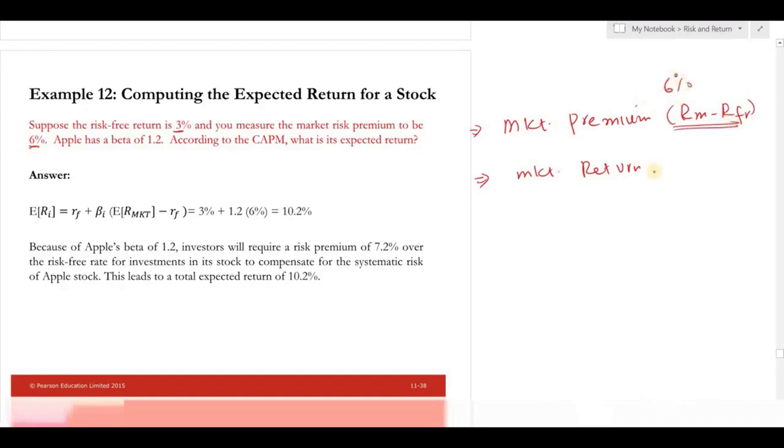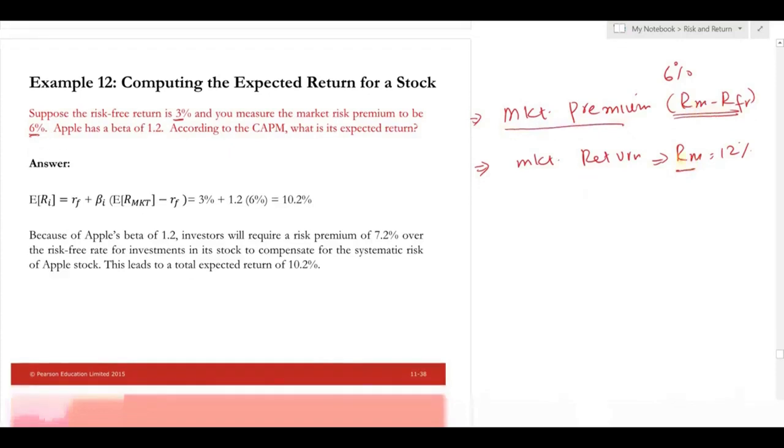But if the question tells you market return, that is only RM. For instance, let's say it's 12%. Okay, so it means RM. If the question tells you directly market premium, it means RM minus RFR. But if the question gives you market return, it should be 12% as RM, not RM minus RFR.